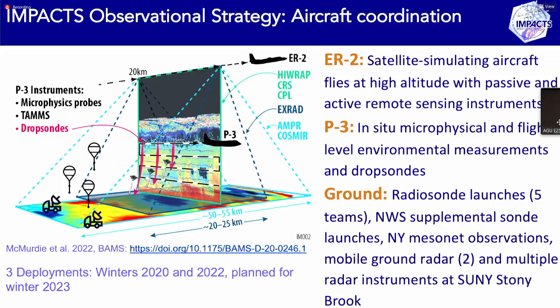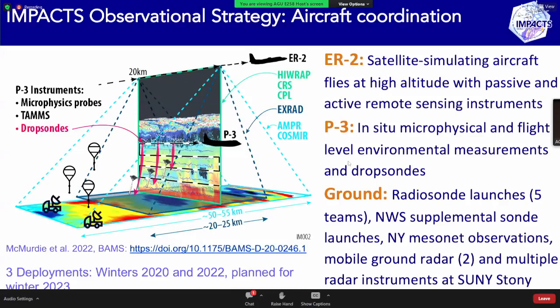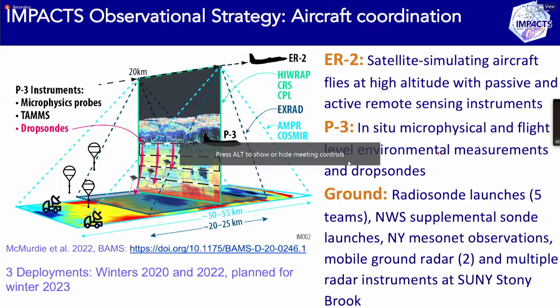Our observational strategy relies on aircraft coordination. We have 2 aircraft. One is high above the storm systems, flying at 20 kilometers: the ER2, a satellite-simulating aircraft. It has remote sensing instrumentation, both passive and active, and the acronyms for the different instruments are listed here. You might recognize a few radars, LiDAR, and these 2 are radiometers. And then below, we have the P3 aircraft that's flying within the clouds themselves at various altitudes that we decide and control in real time while we're out there flying. It has microphysical probes and flight level environmental measurements, such as a whole list of probes and the TAMMS, the turbulent air motion measurement system. And then when we're over water, we do dropsondes.